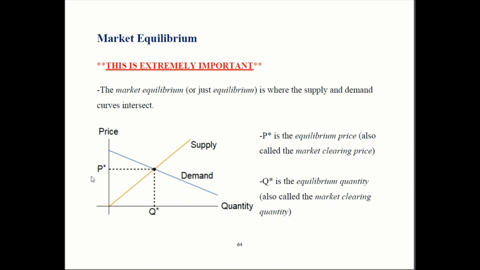So we call P star the equilibrium price. It's sometimes called the market clearing price. Q star is the equilibrium quantity, aka market clearing quantity.